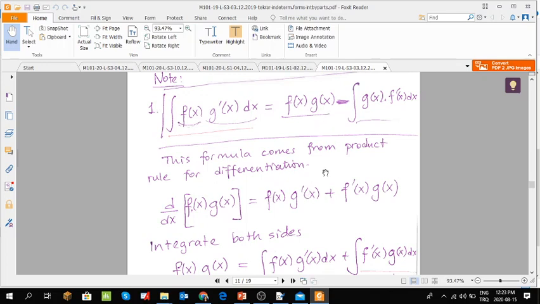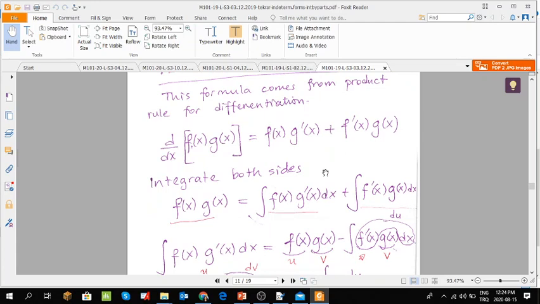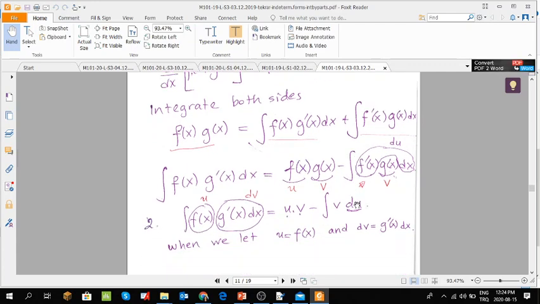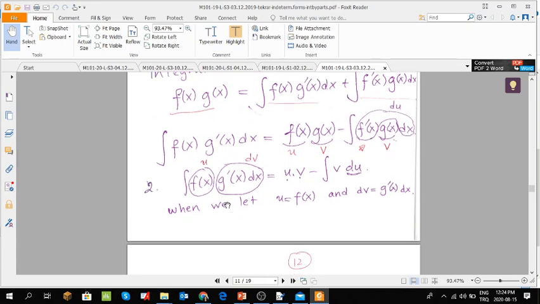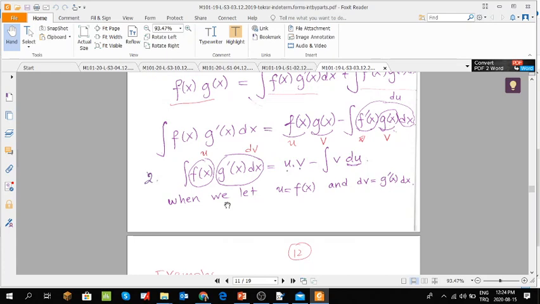This formula comes from the product rule of differentiation, as I told you before. If you take the derivative of this, you get that. You integrate both sides. When you integrate this, you get f times g on the left, and on the right the integral of f times g prime plus the integral of f prime times g. So this is like the integral of u dv equals uv minus the integral of v du, where this is v and this is du. So it comes from the product rule for differentiation, okay?